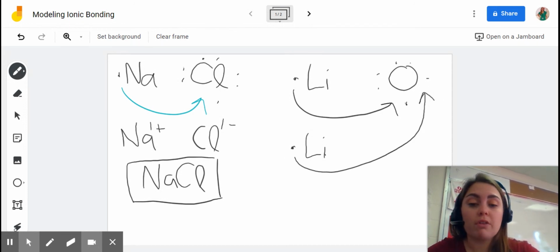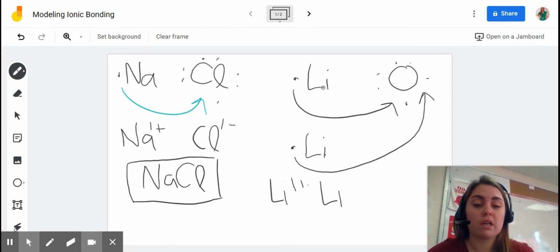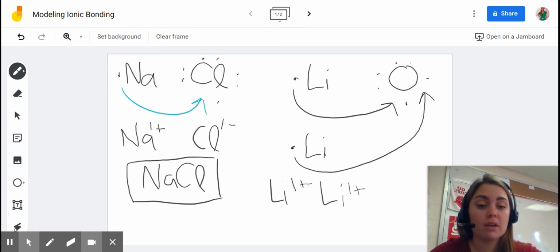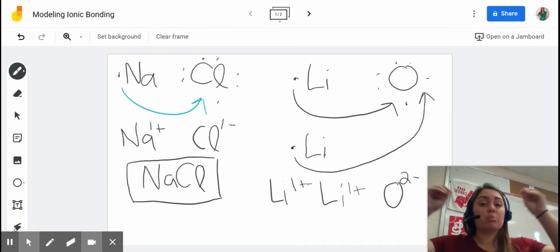So both of our lithiums will have a 1 plus charge. Oops, that's supposed to be a plus. And 1 plus charge. It's not letting me write. So with both of our lithiums being 1 plus, our oxygen gained 2 electrons, so it's a 2 minus. All compounds are neutral. Super, super, super important.